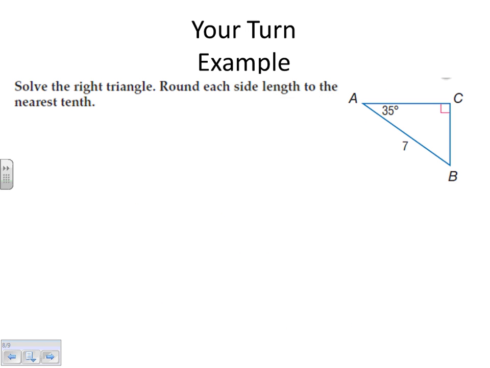I want you to try this one and really try it all the way through before you replay me. And when you're ready for the answer, go ahead and play me.